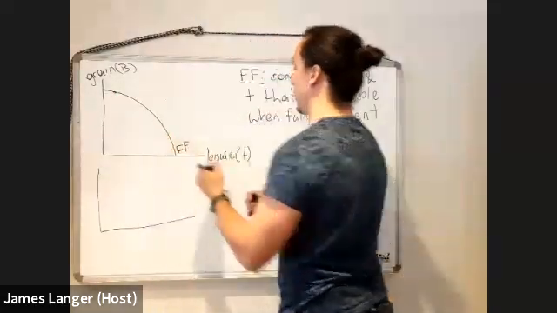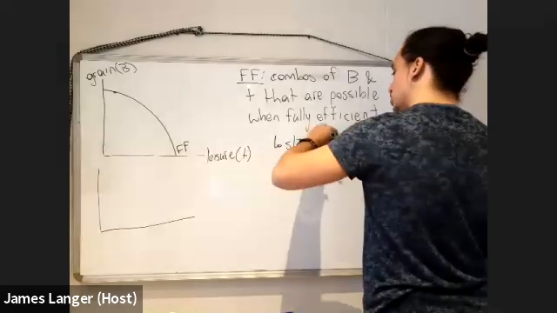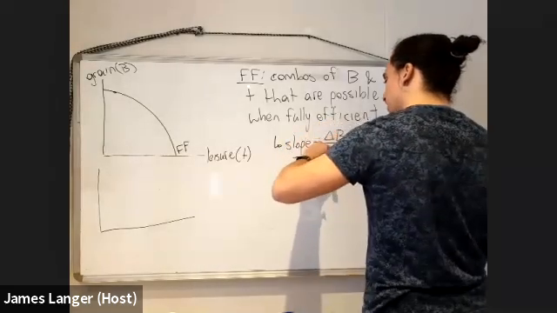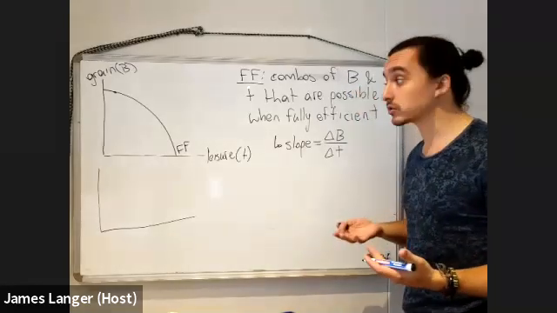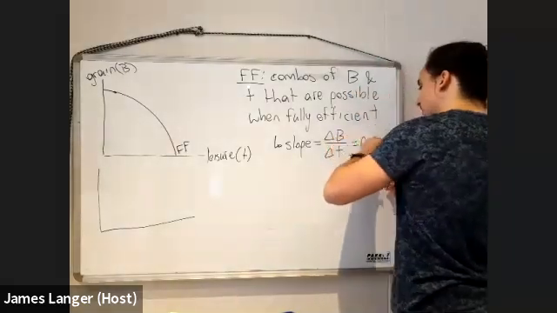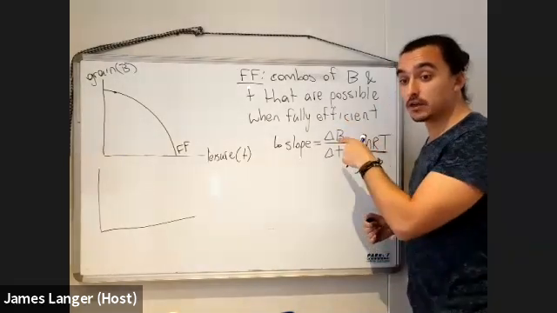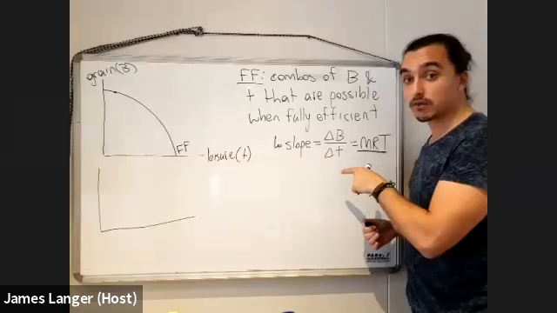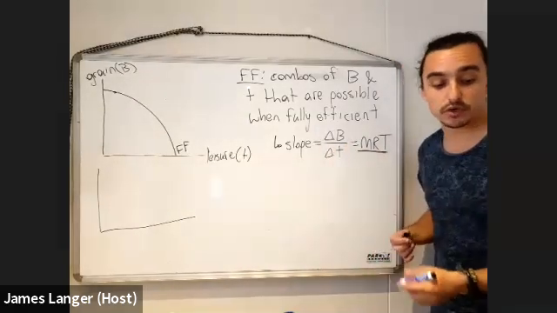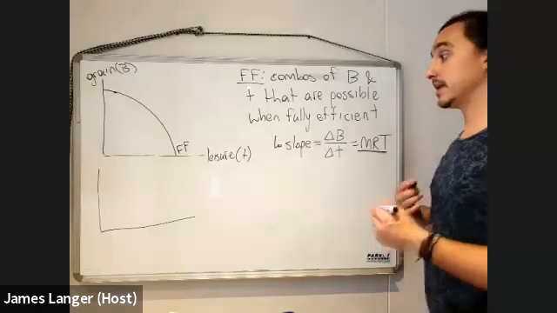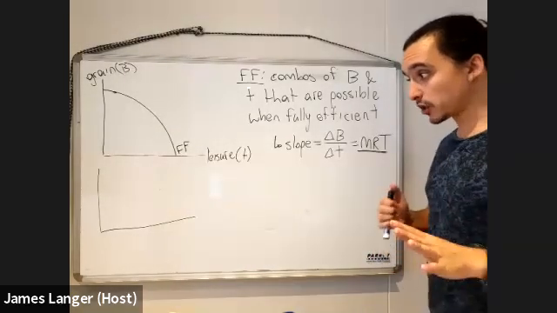So these are the different points that we're able to reach. Now, what is the slope? The slope is equal to the change in B over the change in T while we remain perfectly efficient. And that is our marginal rate of transformation. So the rate at which I can trade B for T, the rate at which I can trade the one to the other and maintain full efficiency. Are there any questions?